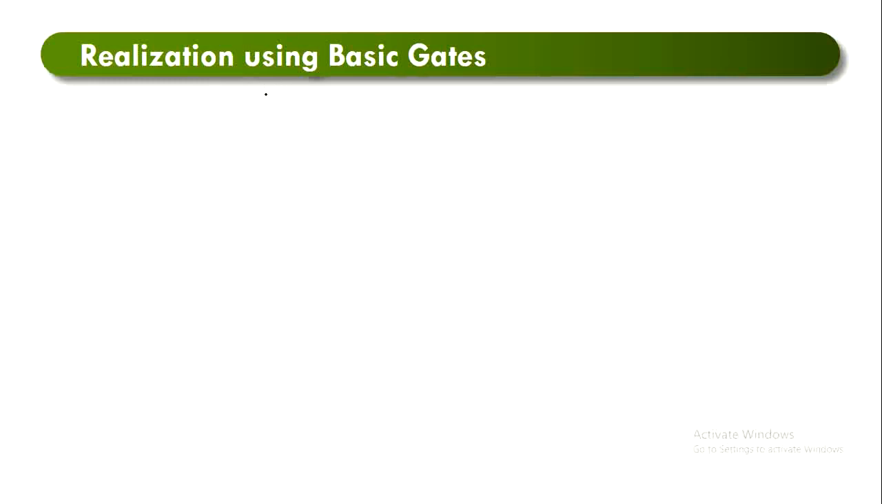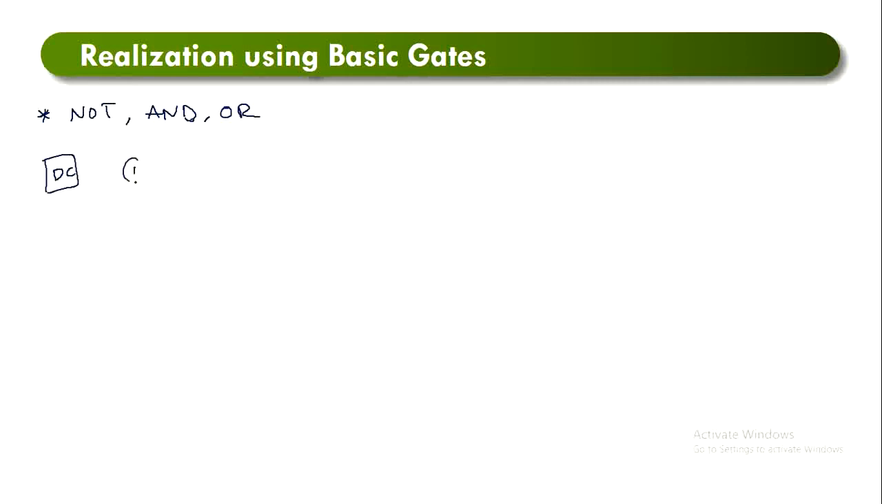How to realize any digital circuit using basic gates? The basic gates are NOT gate, AND gate, OR gate. These three are the basic gates. We call these three as basic gates. Why? Because we can realize any digital circuit using these three.